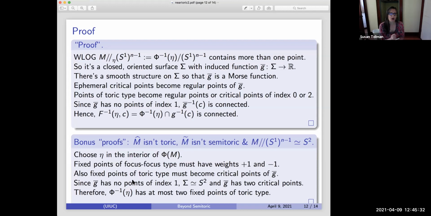So I then want to talk about, at the same time, I can give you proofs of a number of other things. I can also prove that M hat is not toric. I can also prove that M tilde is not semitoric. And I can prove that the reduced space is a two-sphere. In principle, at some surface genus G, but I'm claiming it's got genus 0. So let me just talk about that. So we want to choose eta now in the interior of the moment image.